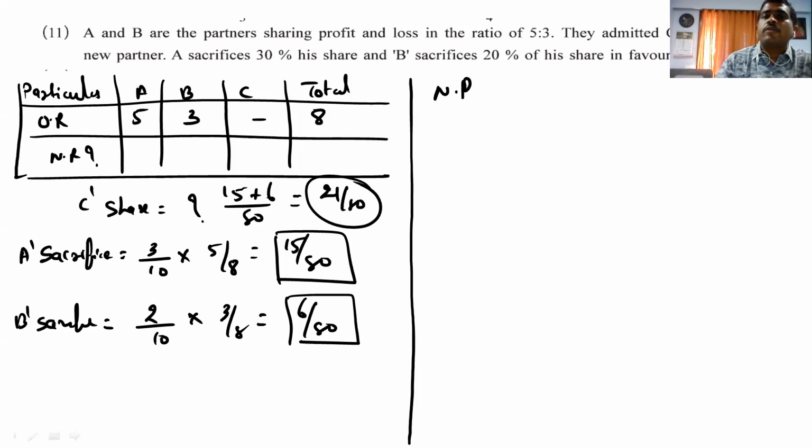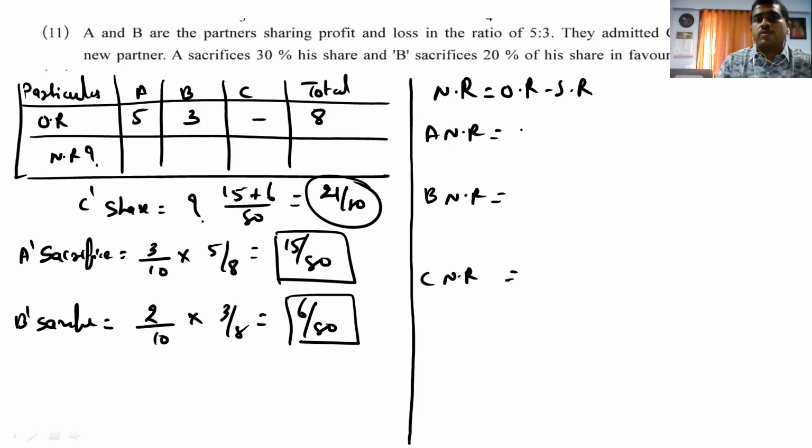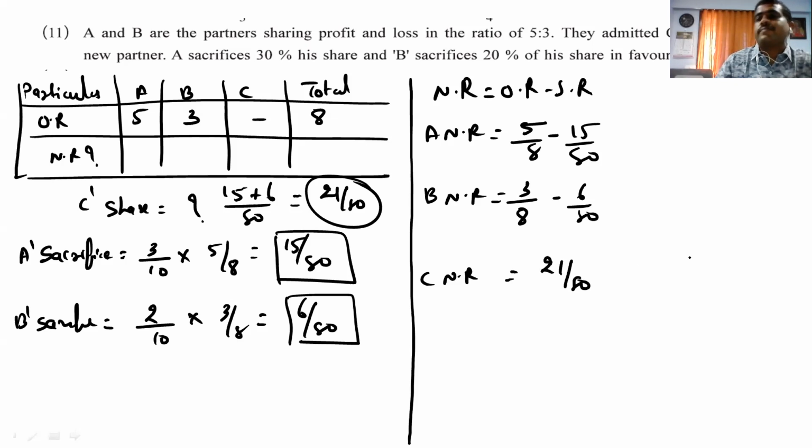What is the formula for new ratio? Old minus sacrifice. So let's see the first one. A's new ratio, B's new ratio, C's new ratio. So what is A's new ratio? Old, what is the old? 5 by 8 minus 15 by 80. B is 3 by 8 minus 6 by 80. While C is 21 by 80. So let's see how to do it.